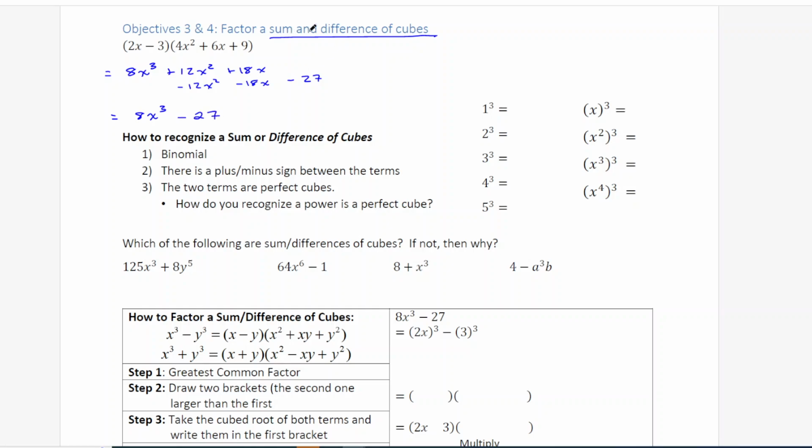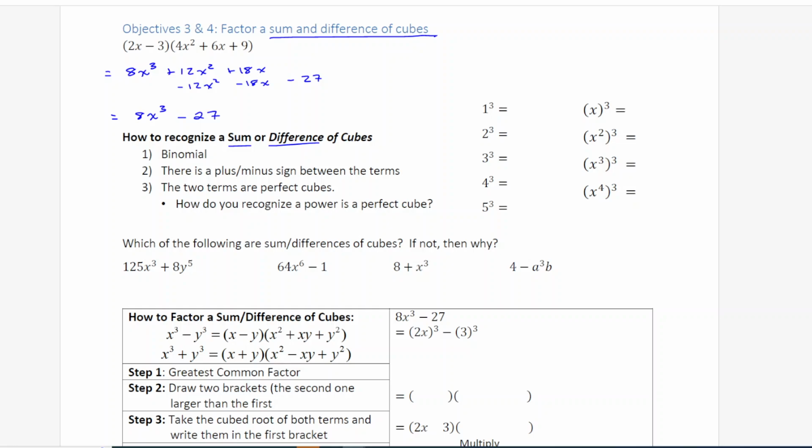A sum or difference of two perfect cubes. This is very similar to a difference of squares. So it's got to be a binomial, but the difference is that it can be a sum or a difference. So it can be a plus or a minus sign between the two terms. But then the two terms have to be perfect cubes. I'm not as familiar with perfect cubes as I am with my perfect squares.